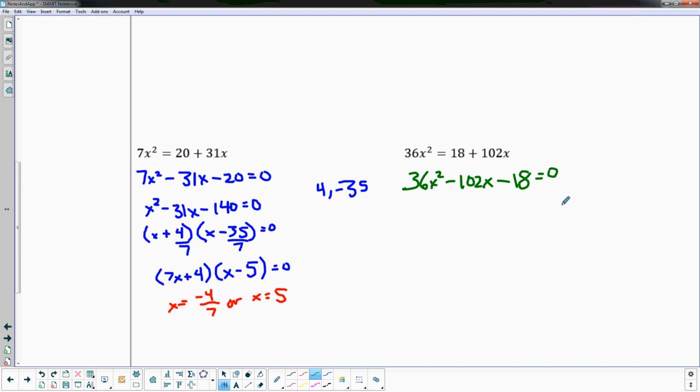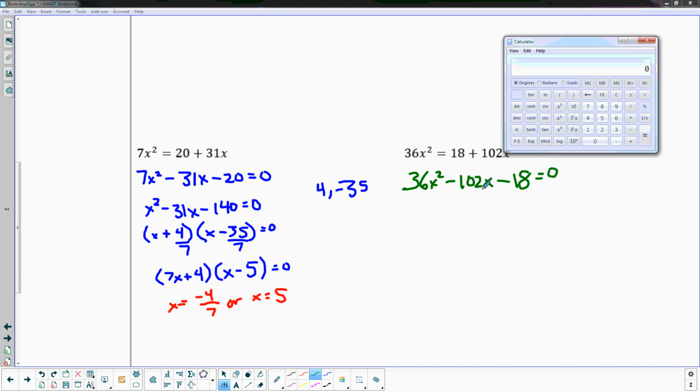So now that first step's done. I have 0 on one side. I do need to factor it. But I'm going to go and see. I'm pretty sure everything in here is at least a multiple of 3. I think they're all also multiples of 6, which would make my life a lot easier, because I know 36 is 6 times 6 and 18 is 3 times 6. I do need to check my 102.